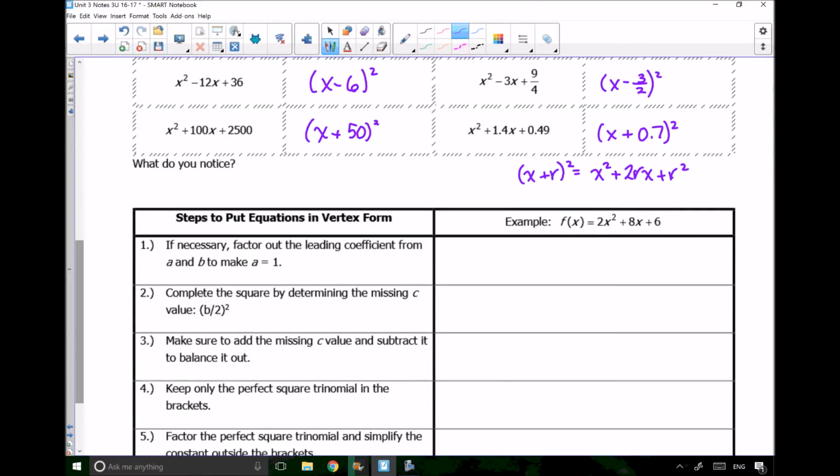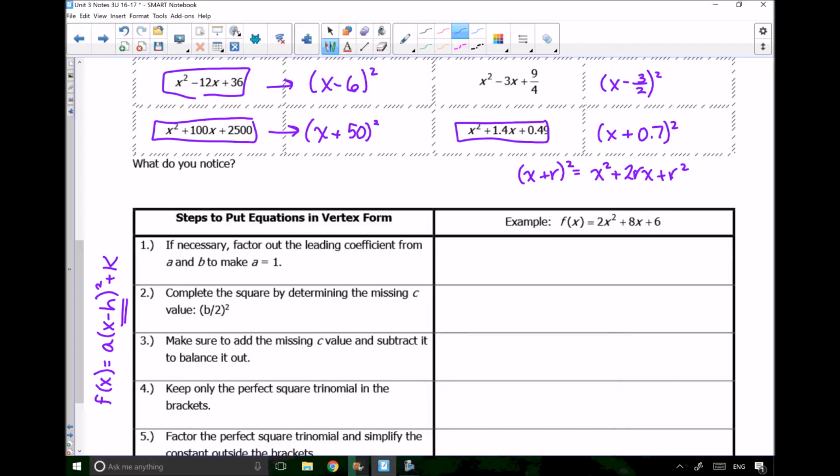Okay, so it says steps to put equations in vertex form. But I just want us to write a quick note about what vertex form really is. So vertex form is just going to be f of x equals a times (x minus h) squared plus k. So this should be a review from last year. So what we're going to do is we're trying to get a perfect square right here. And in order to be able to do that, we need to get to a point where we have a trinomial that can be factored into a perfect square binomial right here.